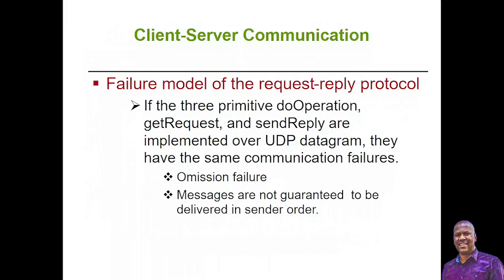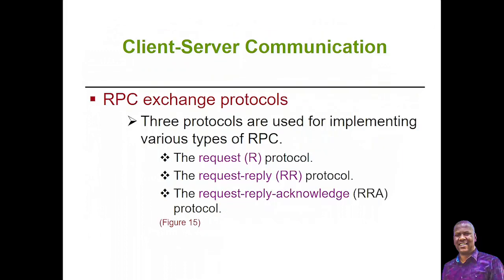Now there's a failure model that the request-reply protocol normally uses so that it can try to eradicate the problems brought on board. Like we have the omission failure presented by the UDP datagram, and also the messages are not guaranteed. So here is where the client and server communicate via UDP. Remember, it can also communicate via TCP. So here also we have the protocols that the RPC uses. We have the request protocol.